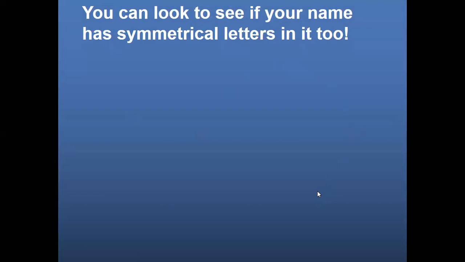So that's a practical. You have to look at your name and check. When your name is in capital letters, does each letter have a line of symmetry? You can look to see if your name has symmetrical letters in it too. So you can check each letter and find out if you have a line of symmetry on each part.